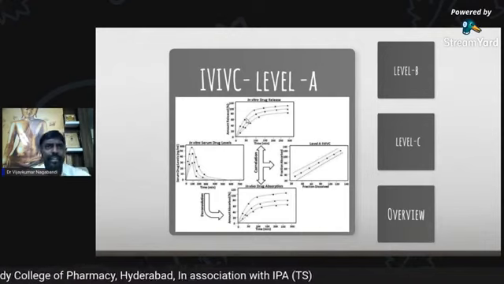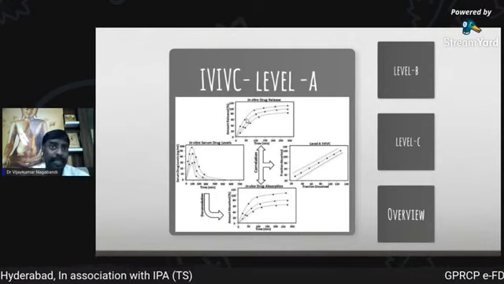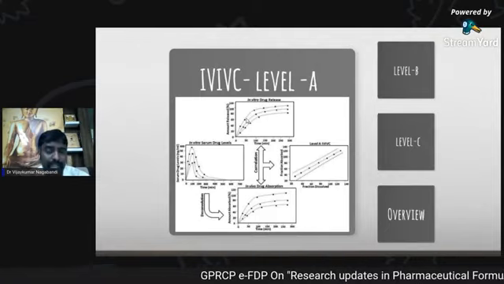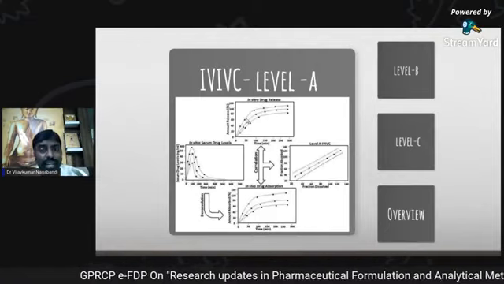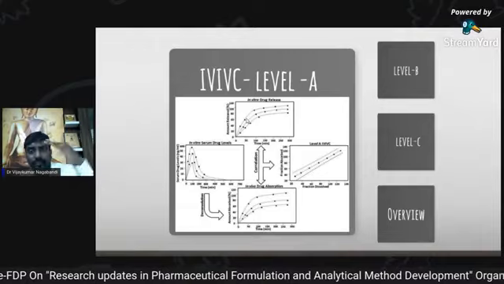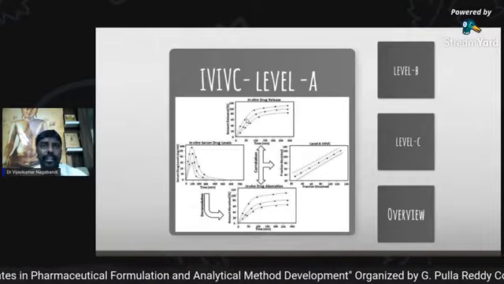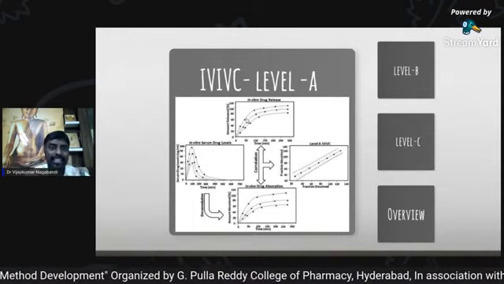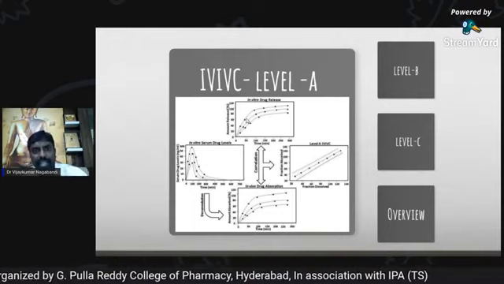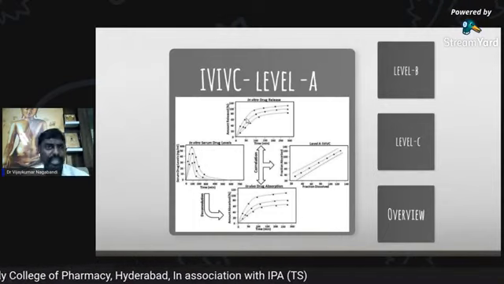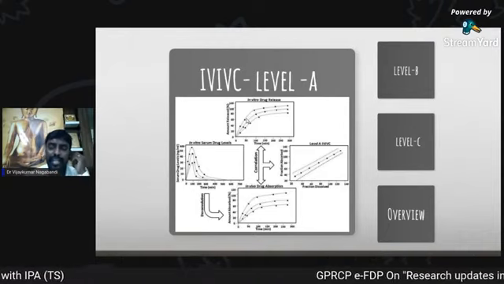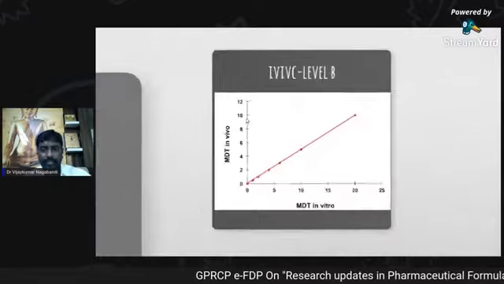In different media, every media you may not get the straight line, but in one media, in one RPM, in one volume of dissolution media, there is definitely a chance of getting the correlation between in vitro drug release versus in vivo percentage of drug absorption. That media should be chosen as IVIVC, and in that case it is level A correlation. Sometimes in all the media also it is not possible to get the correlation. Then we need to move on to the level B correlation.